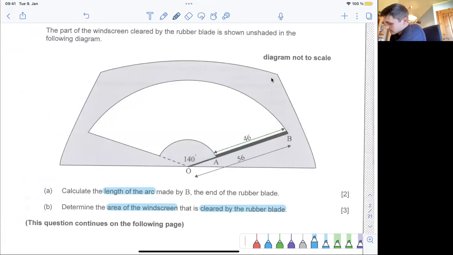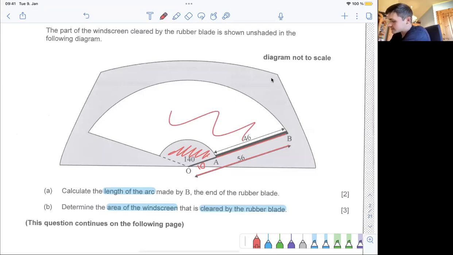In order to do that, we're also going to need to know what OA is, the distance between O and A. If O to B is 56 and A to B is 46, that means in here this would have to be 10 centimeters. So O to A is equal to 10 centimeters. Now we can calculate the area of the small sector and the area of the big sector. We'll go area of the big sector, subtract the small sector, and that will give us the area of the windscreen.